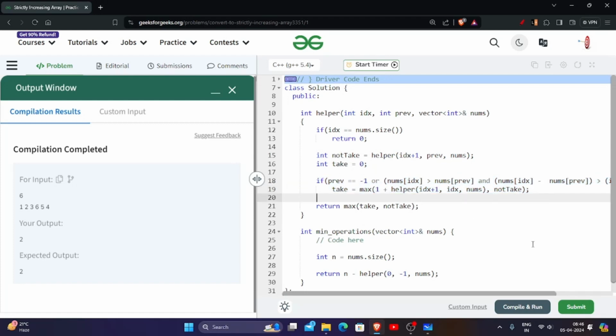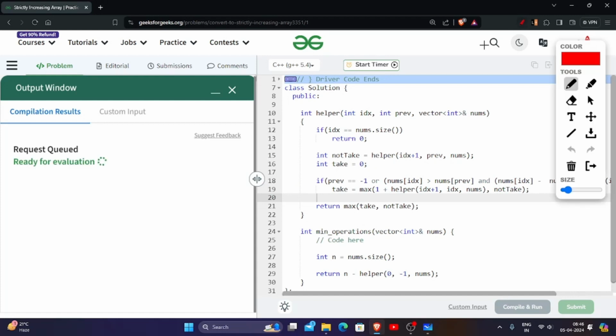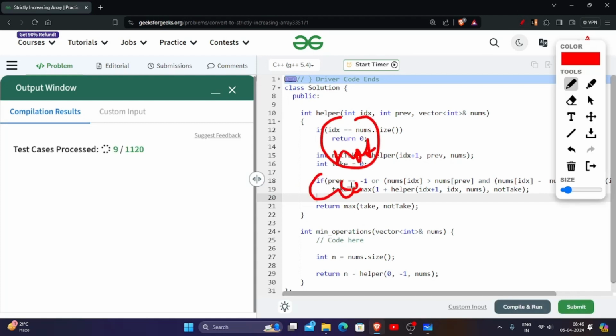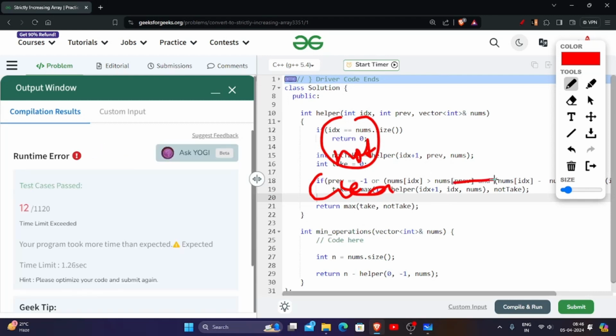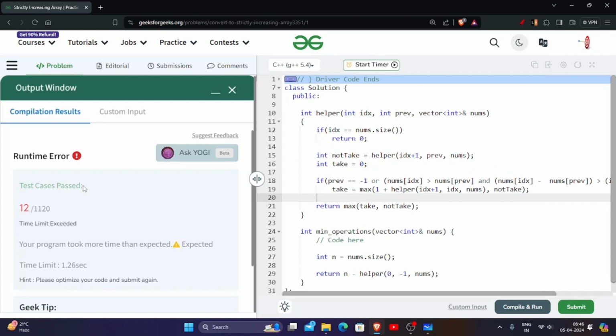So that's why I have to take max of not take comma not take also, because not take is coming with some answer, and this condition will only run if the current i and j are falling. So max of this. And now we can see we are getting TLE. That means it has overlapping subproblems, so we have to memoize it with a DP.